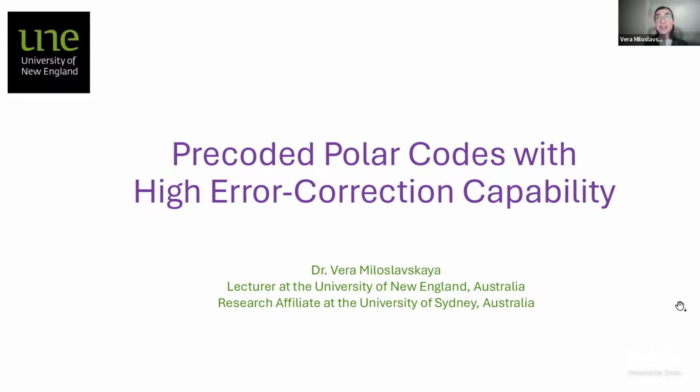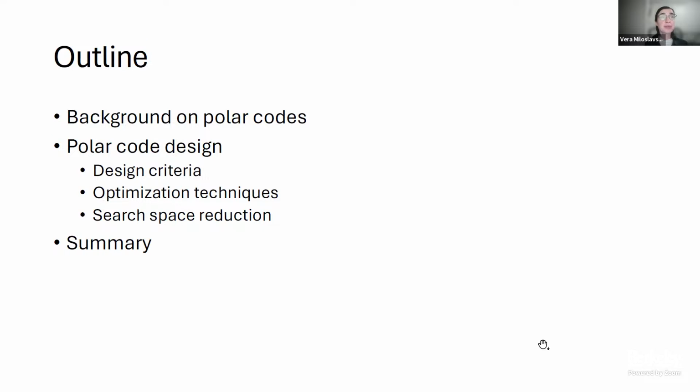Thank you for the introduction. As you can see, my talk is about precoded polar codes with high error correction capability. First, I will provide some background on polar codes, and then we'll focus on polar code design. We'll treat polar code design as a constraint optimization problem. To solve it, of course, we need to select design criteria, optimization criteria, then find appropriate optimization techniques, and it is desirable to reduce the search space size.